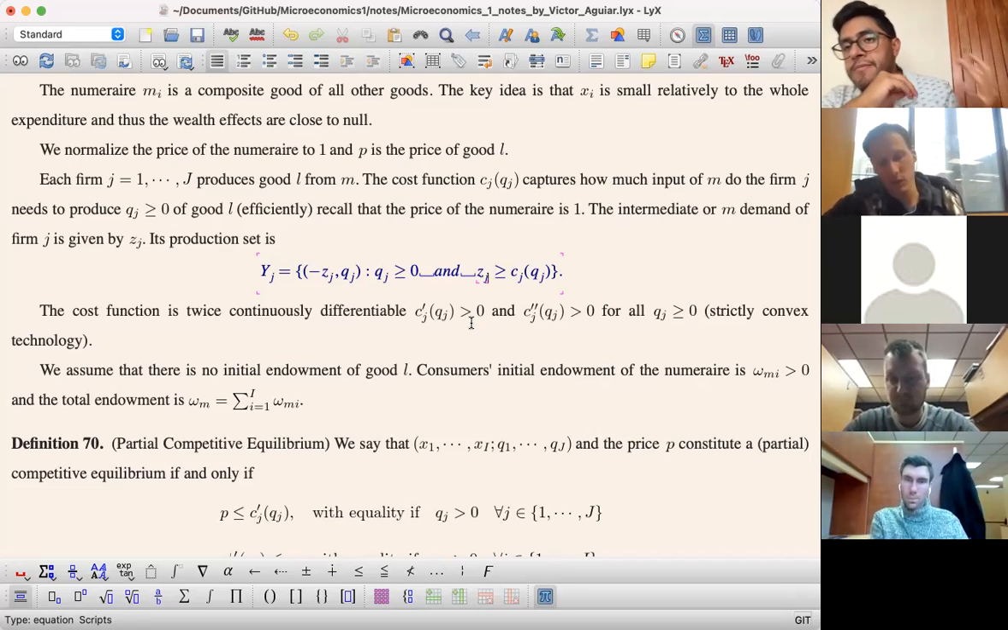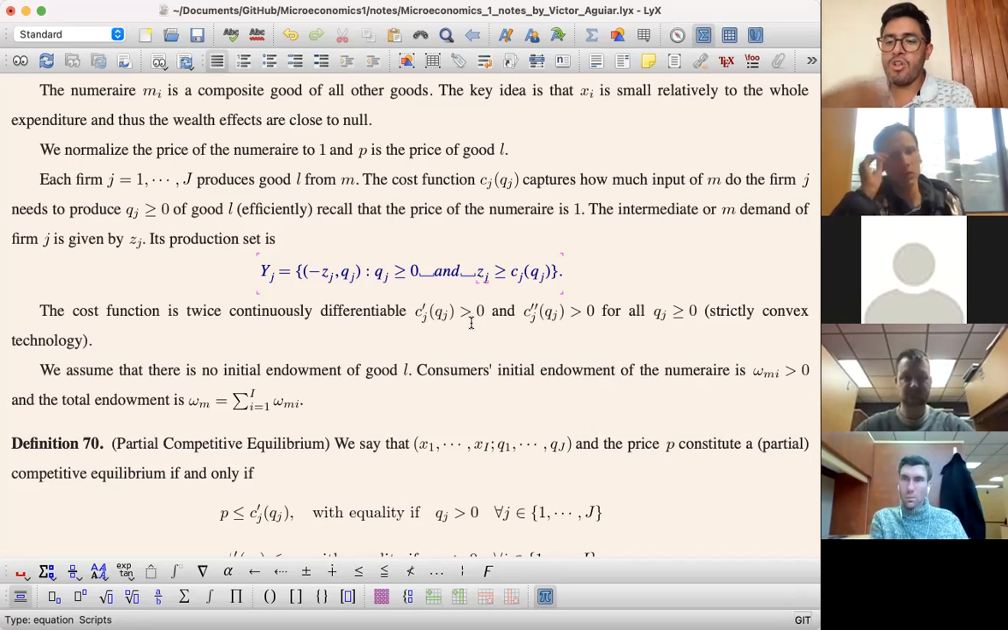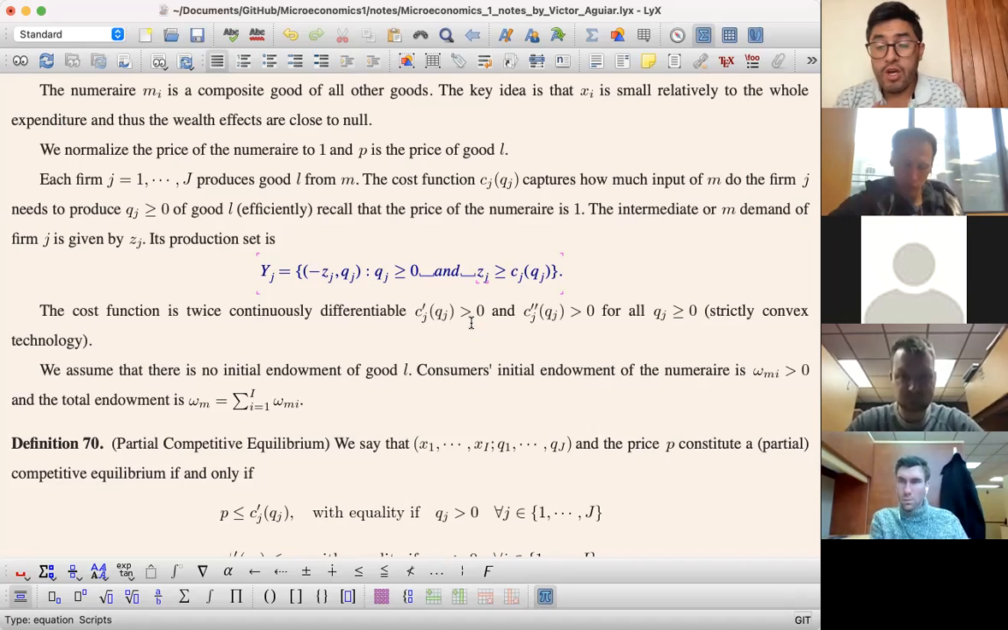Now we assume there is no initial endowment of good L. So in this economy, we start with no corn, right? And then essentially all corn is produced within the economy. And then consumers have an initial endowment of the numeraire, right? So the only thing that exists previously in the economy is omega Mi. Remember that everything is price 1 for the intermediate good, so essentially it is measuring the same unit, so it's just money. And the total endowment is the summation of all endowments in the economy.